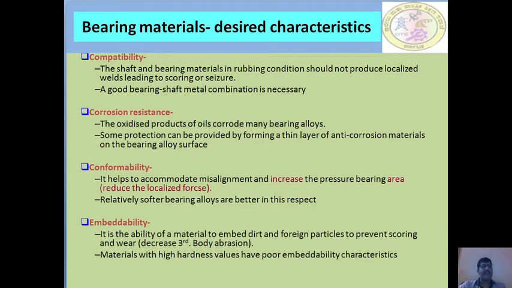Conformability and embeddability are the most important characteristics or properties of bearing materials. Conformability helps to accommodate misalignment and increase the pressure bearing area, and relatively softer bearing alloys are better in this aspect. What do you mean by conformability? The ability of the bearing material to yield to deformation under operation is referred to as conformability. And embeddability.